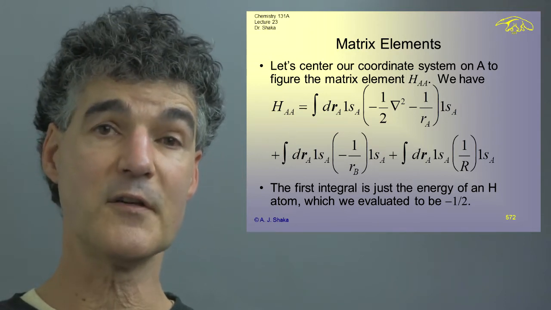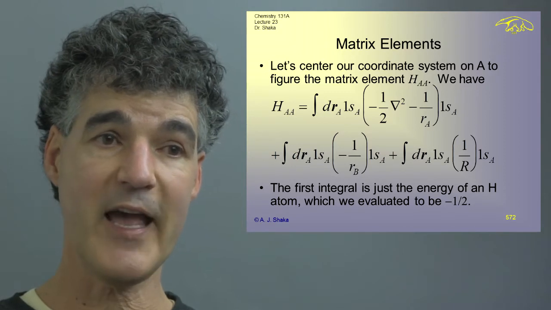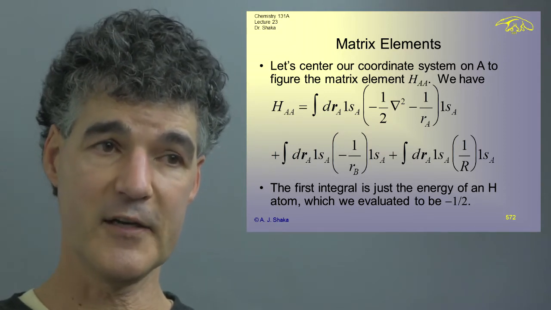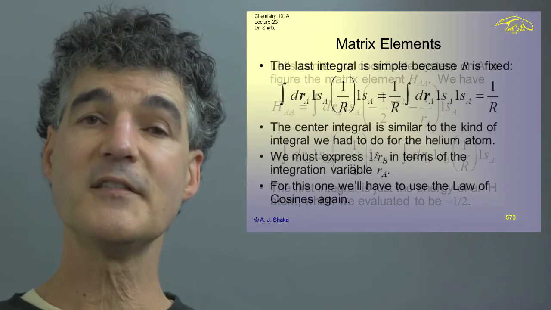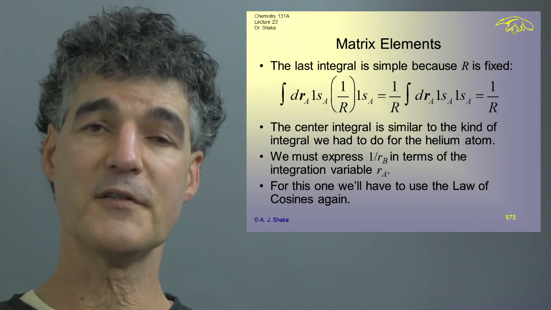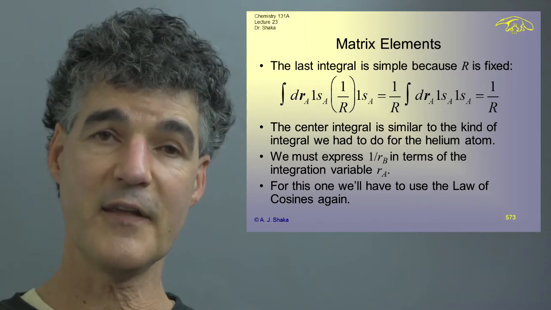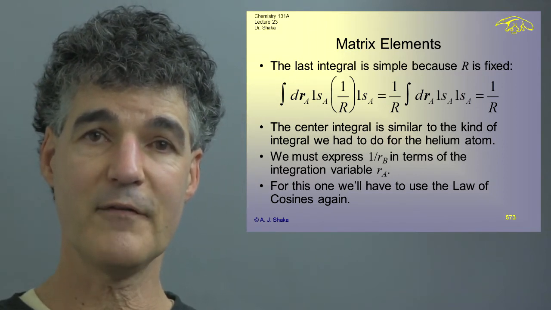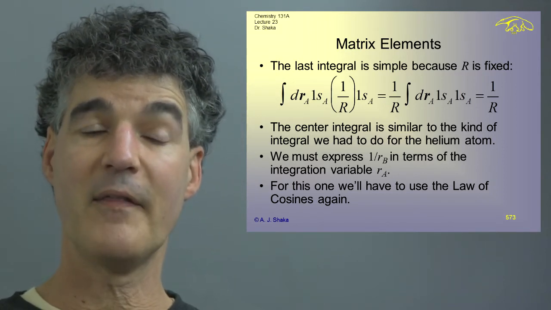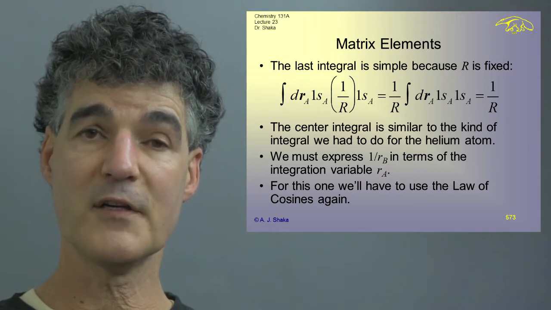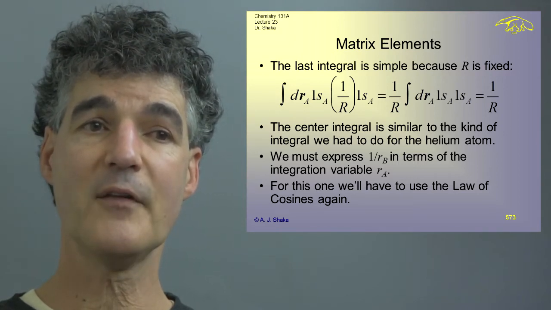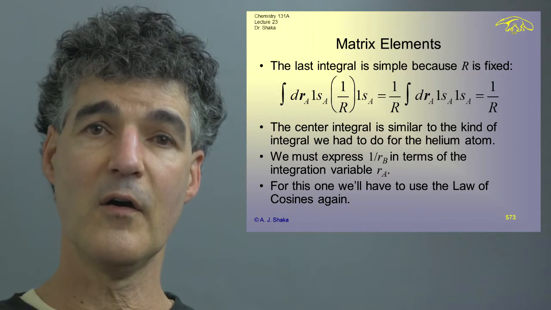We know the answer in atomic units. It's -1/2. We got that early on. The last integral is simple because R is fixed. It's just pull out the 1 over R outside the integral, which I've done here on slide 573. And then the 1SA wave function is normalized. And so that integral is 1 over big R.